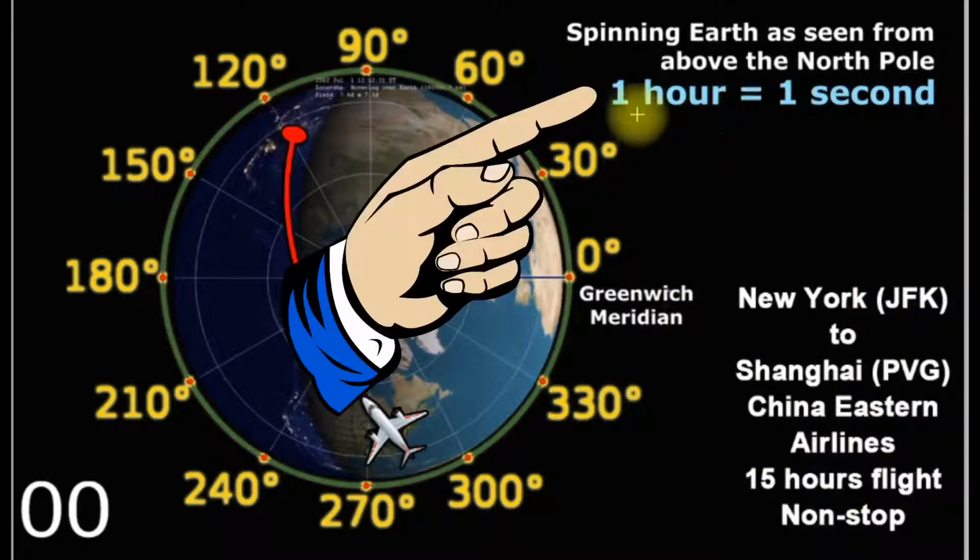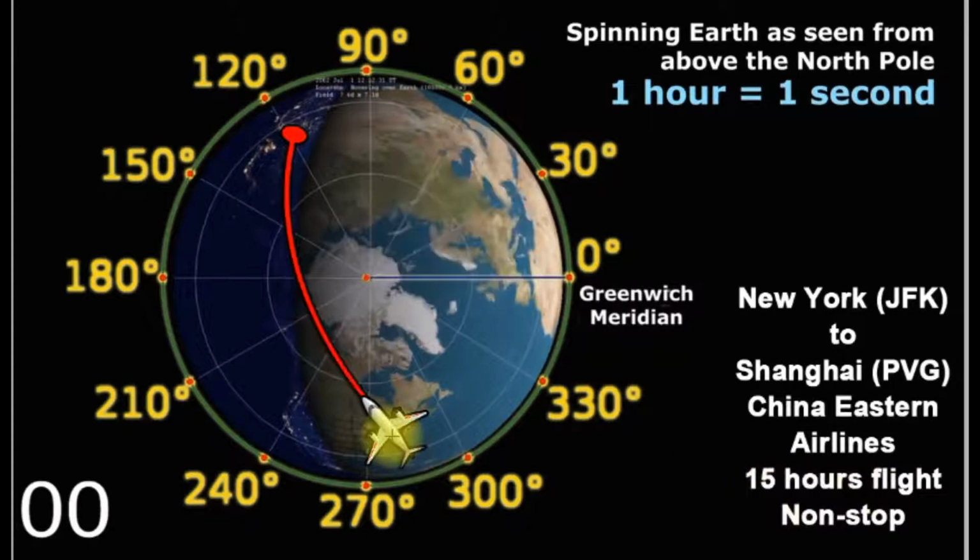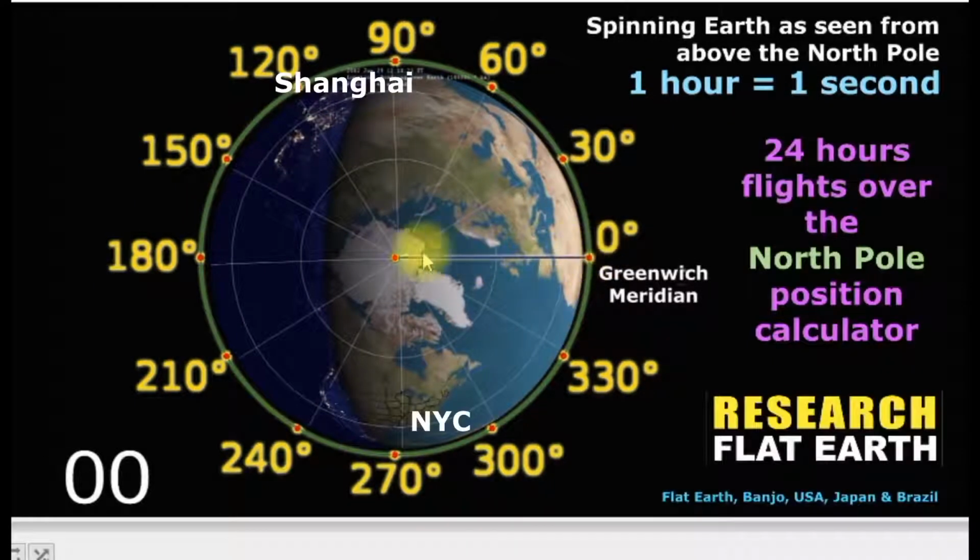Remember, each hour equals 1 second. We're going to run the timer for 15 seconds, which will equal 15 hours. Look exactly where the plane is, but just pay attention to where the plane is and where Shanghai, China is. And remember, I'm going to start the timer the moment the plane takes off. Let's see what's going to happen. Here you go, exactly here, prime meridian region. New York right here.